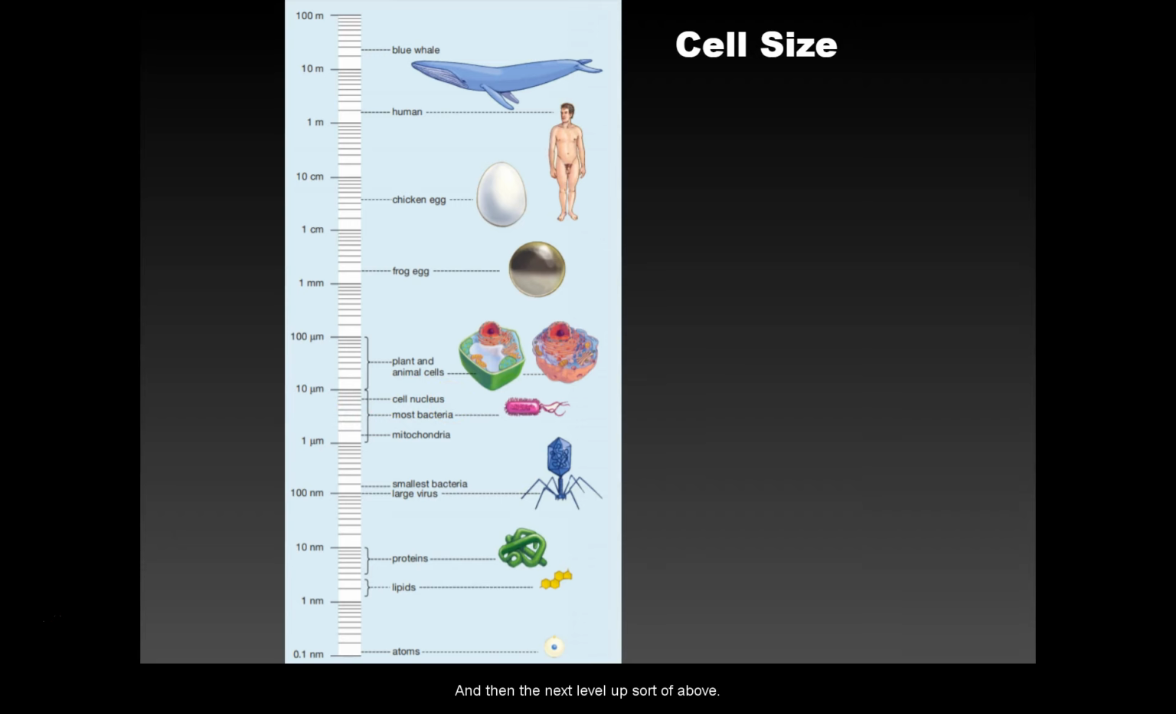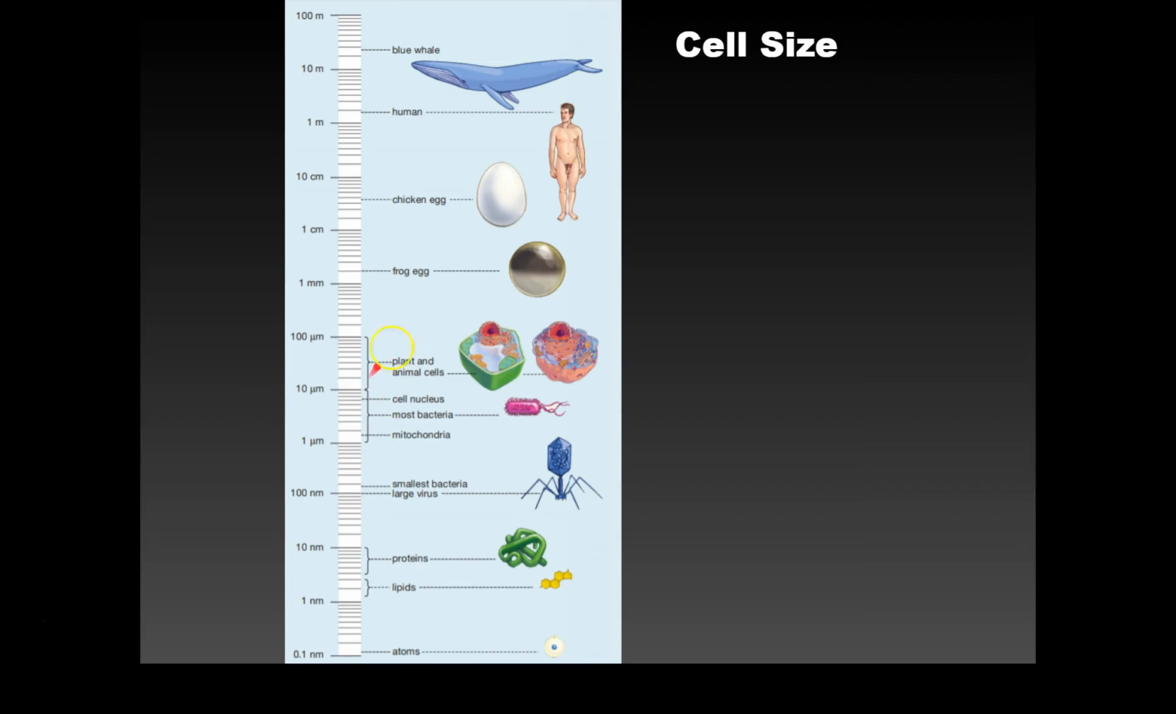And then the next level up, sort of above bacteria and some organelles, is the size of the actual cells themselves, between 10 and 100 micrometers. These are eukaryotic cells, which we're going to talk about later. Like I said, bacterial cells are smaller. Bacterial cells are prokaryotic, and prokaryotic cells are going to be smaller than eukaryotic, but that's for a video or two from now.